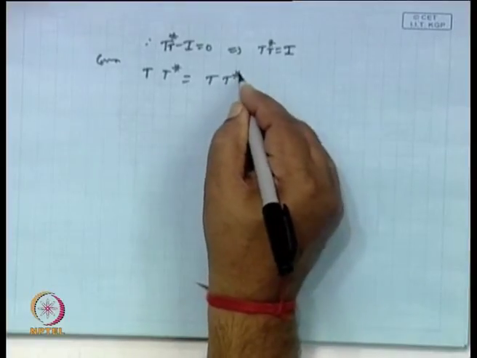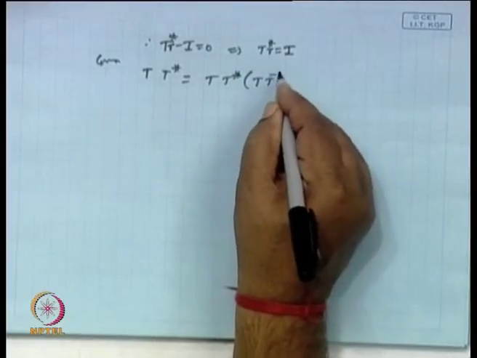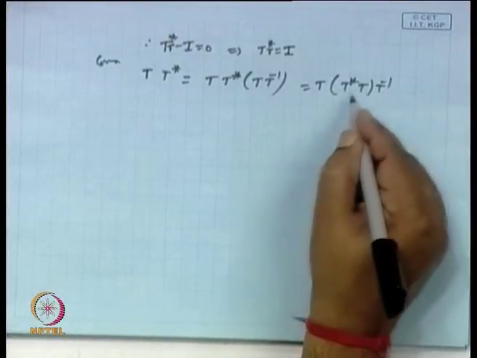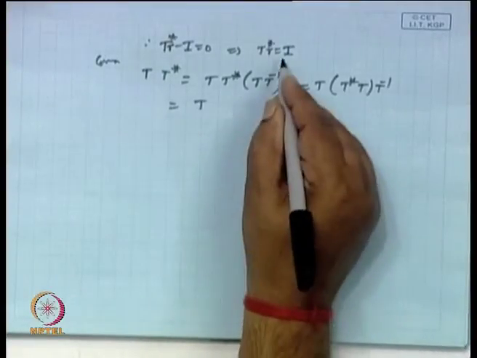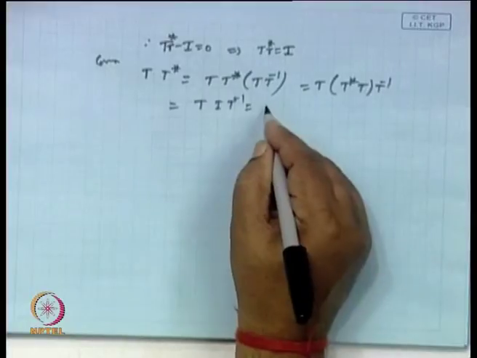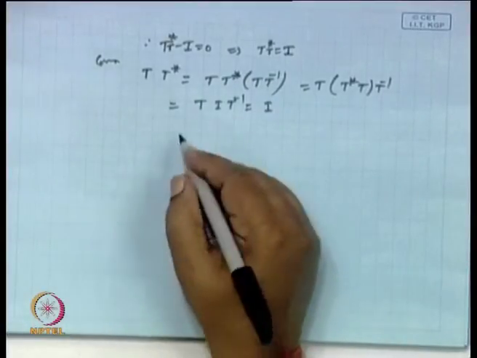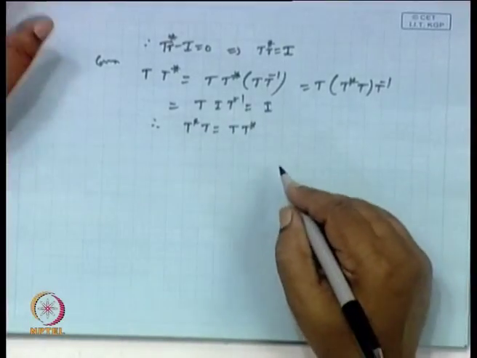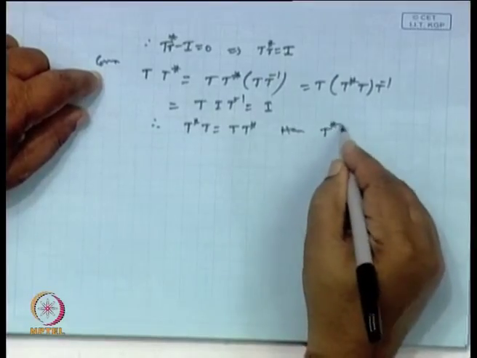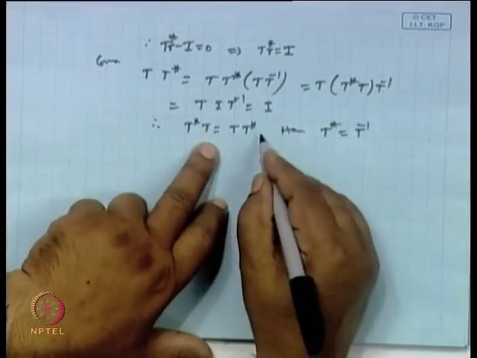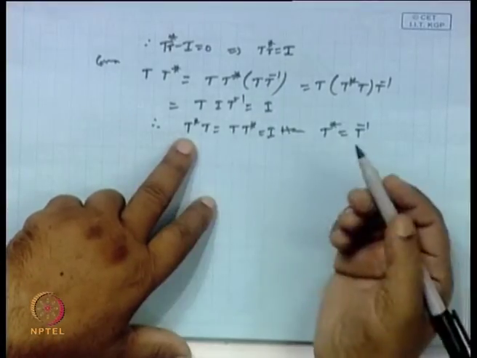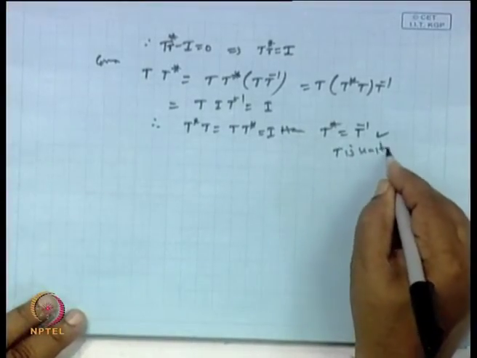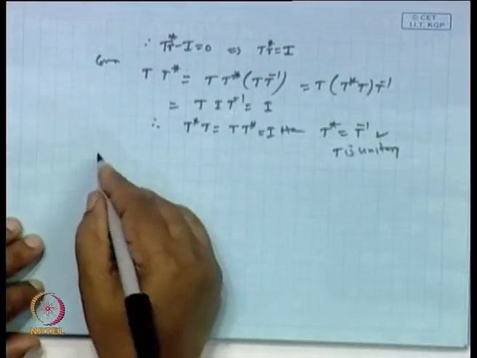Now you consider T star T T star. This is equal to T star, and then I we can write as T inverse. This will be equal to T star T T inverse, but T star T is already proved to be I. So this is equal to again I. So what we conclude is T T star is equal to I. Hence T star will be the inverse of T, because the product is coming to be I. So one should be the inverse of the other, and this shows T is unitary. Is it okay?